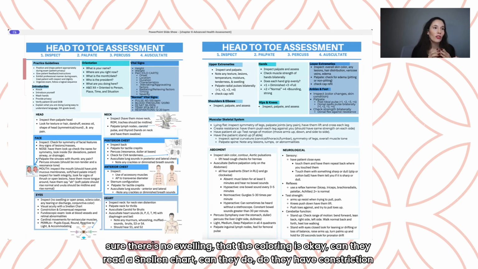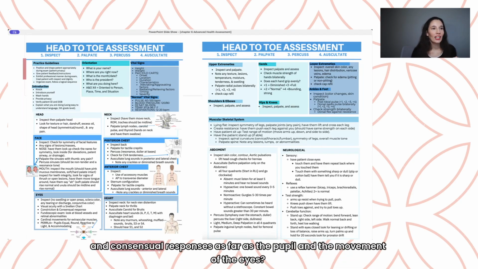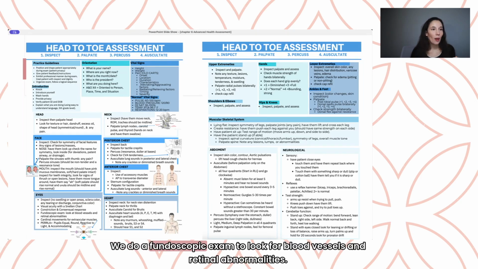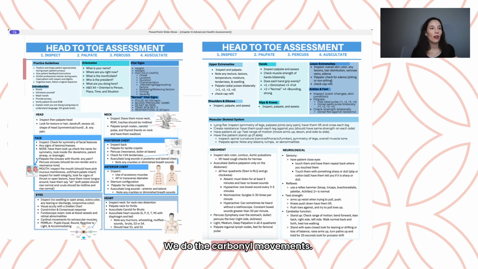ahh. The eyes, we're inspecting to make sure there's no swelling, that the coloring is okay. Can they read a Snellen chart? Do they have constriction and consensual responses as far as the pupil and the movement of the eyes? We do a fundoscopic exam to look for blood vessels and retinal abnormalities. We do the cardinal movements. We're looking for things like PERRLA, so pupils are equal, round, reactive to light, and accommodate.